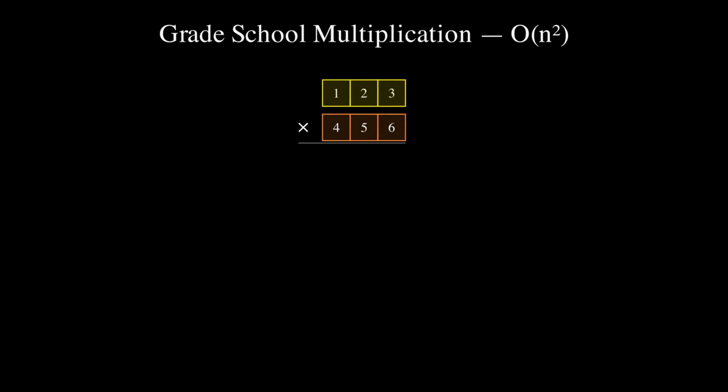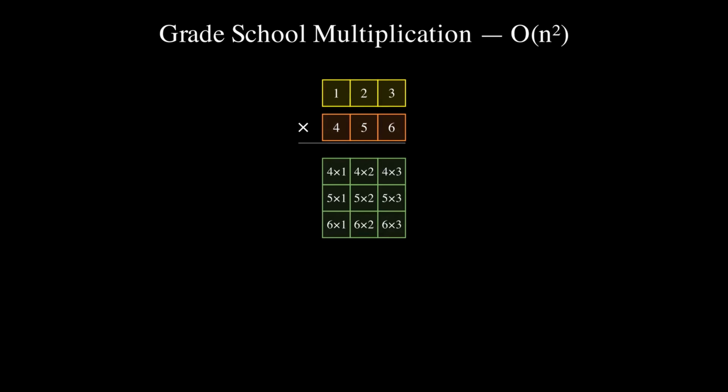Here is why grade school multiplication is O of n squared. Take a 3-digit number times a 3-digit number. Every digit of the bottom number must pair with every digit of the top number. 3 times 3 gives 9 individual single-digit multiplications plus carrying and adding. In general, for n-digit numbers, all n digits below must multiply all n digits above, giving roughly n squared operations in total.